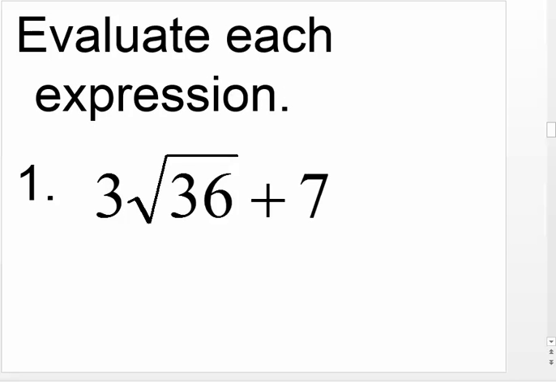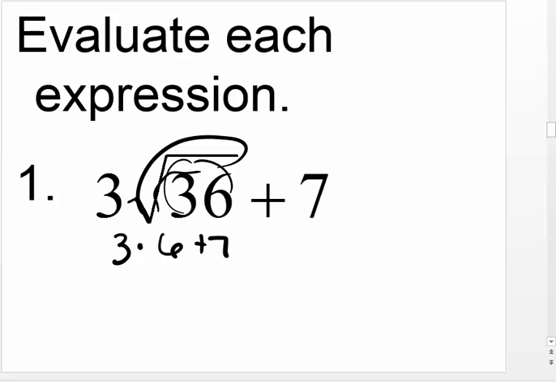Evaluate each expression. We have to treat the square root symbol right here as though it's parentheses, which means we have to do what's inside first. So 3 times the square root of 36 is 6, plus 7. 3 times 6 is 18 plus 7, so the answer would be 25.